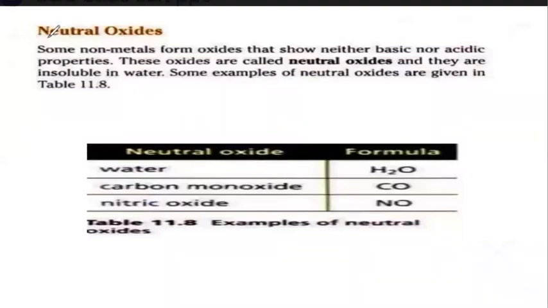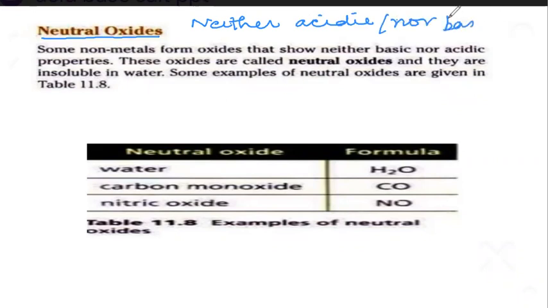Coming to the fourth category, which is the neutral oxides. That means they are neither acidic nor basic in nature. Some non-metals form oxides which are neither basic nor acidic in properties, and they are known as neutral oxides. Examples of neutral oxides are water, carbon monoxide, and nitric oxide. They often ask this in MCQs also, so you need to know these three examples. So that's all about the oxides.